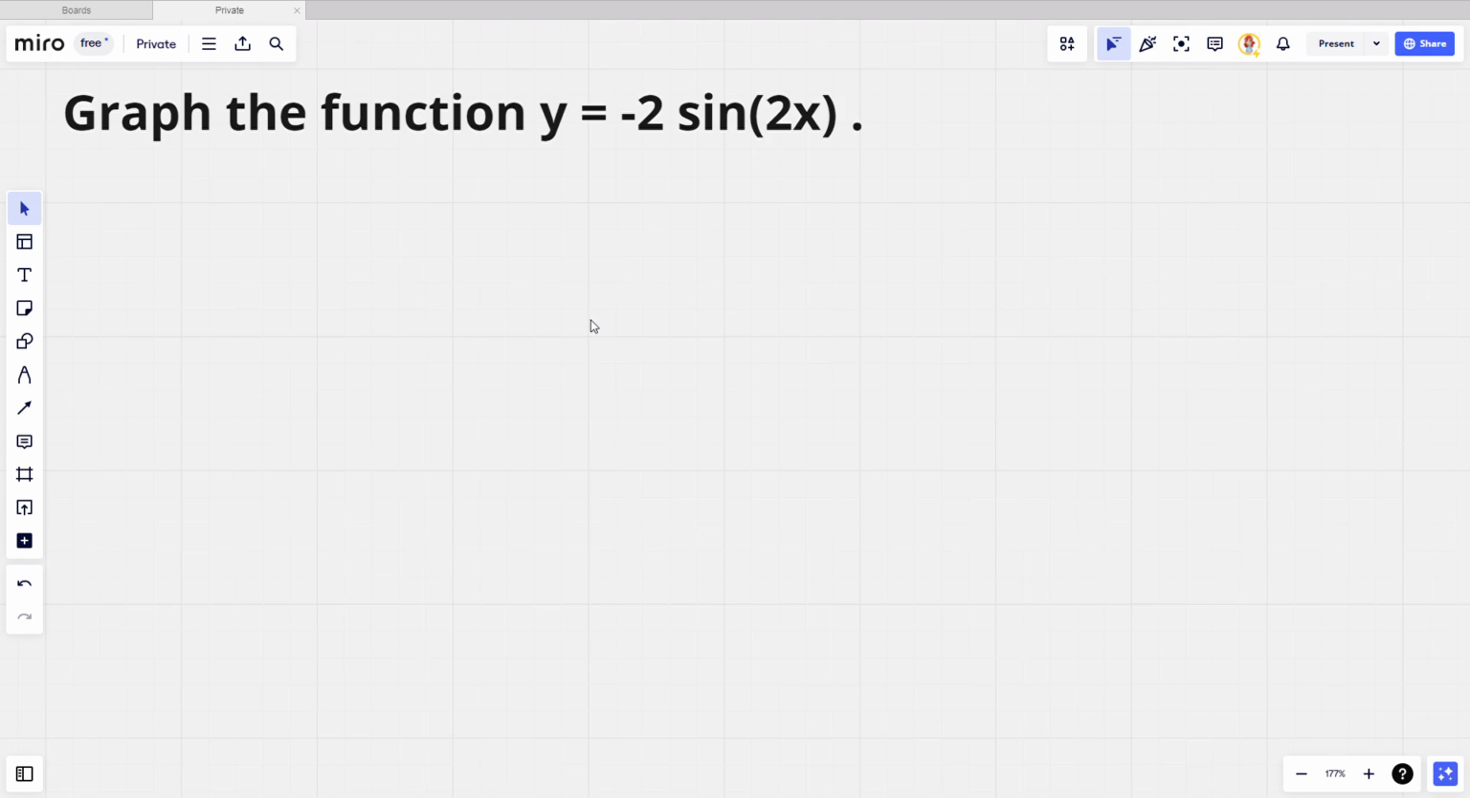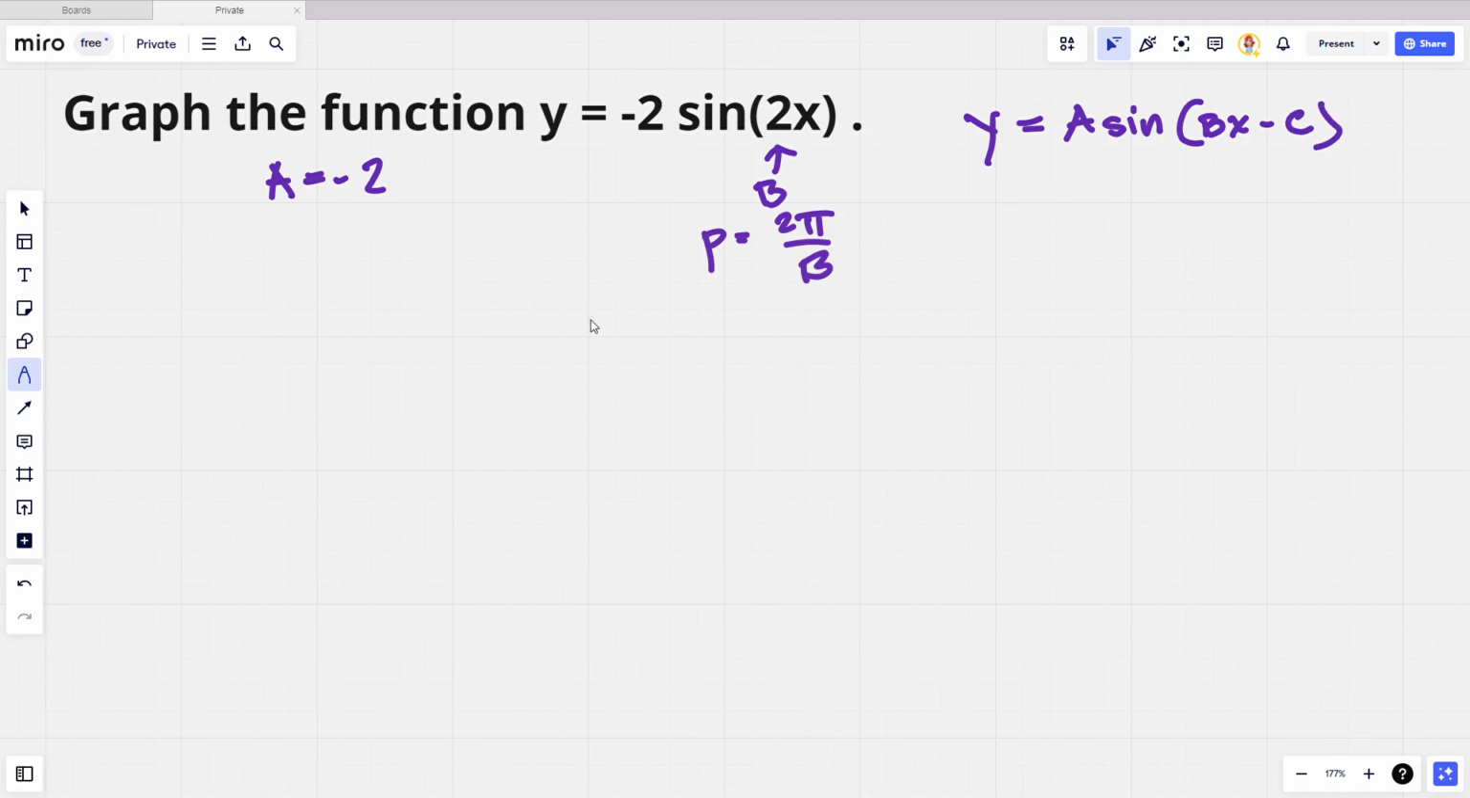Graph the function y equals -2 sine of 2x. So given this one, we have the amplitude as -2. We have b, which is related to our period by the formula 2 pi over b. Because remember that we have y is equal to a sine of bx minus c plus d as our general formula, where a is our amplitude right here.